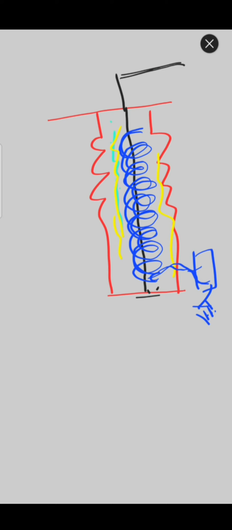And the insulating oil present over this impregnated paper. So while doing tan delta, we are measuring this insulation, not the insulation of this bushing. I hope you understand the point I am saying.